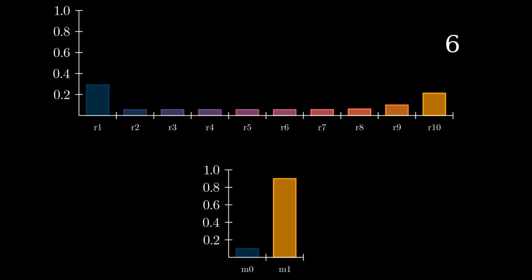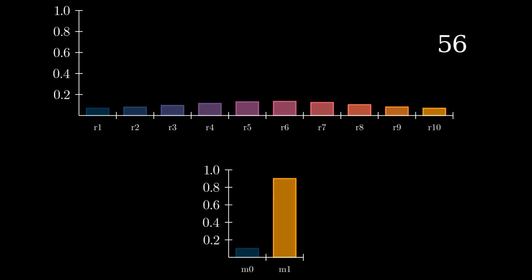Successive predictions, however, show that we're slowly losing track of the robot's position. After 56 updates, the probability distribution became almost flat.